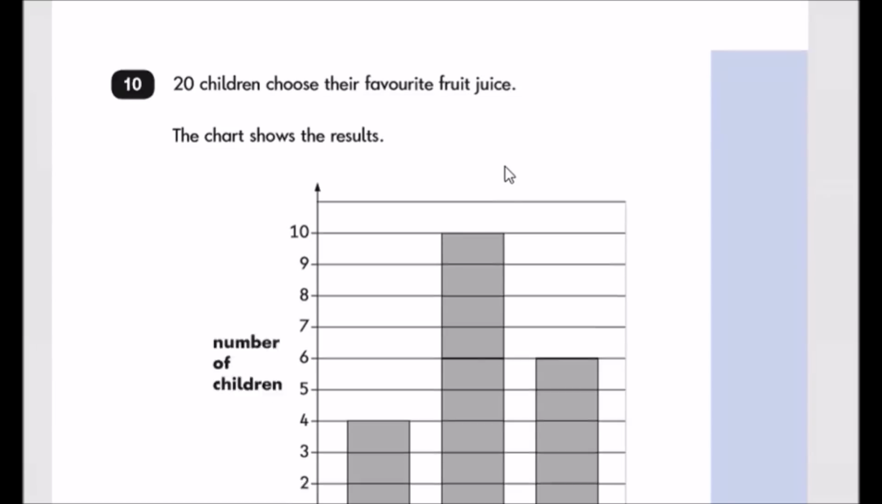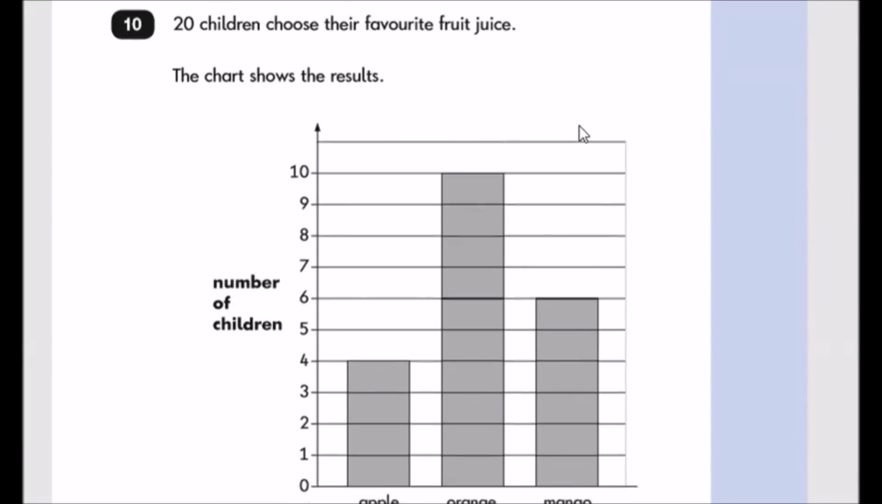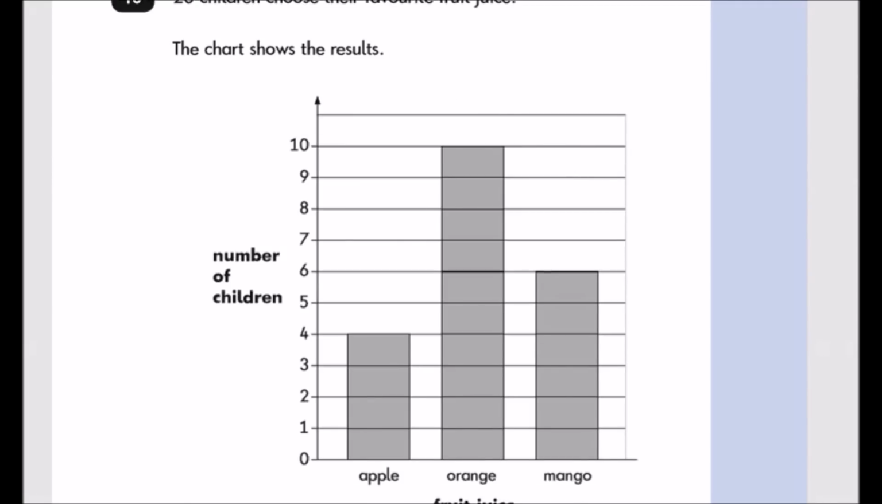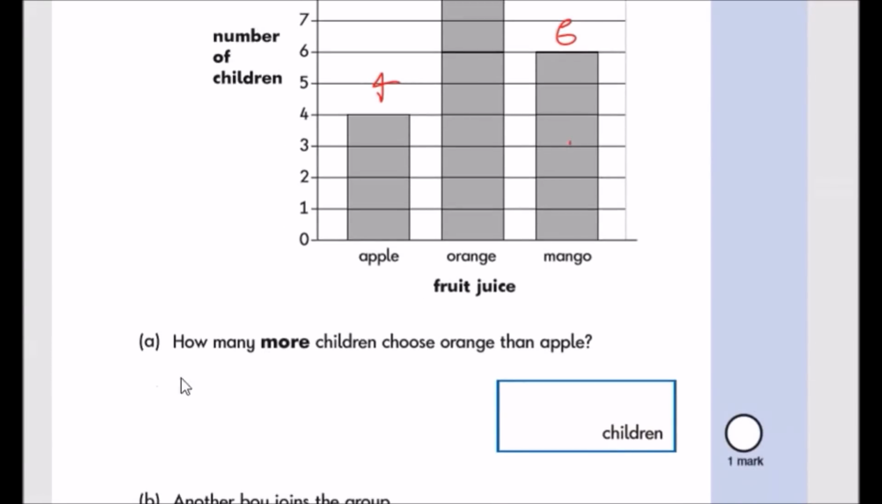Now moving to number 10. So 20 children choose their favorite fruit juice. Ooh, I wonder what that is. The chart shows the results. Now here are the number of children. So it looks like we have up to 10 children. So how many do we have in apple? Well, we have 4 children like apple juice. I'm one of those guys. 10 people like orange juice, and how many like mango? 6.